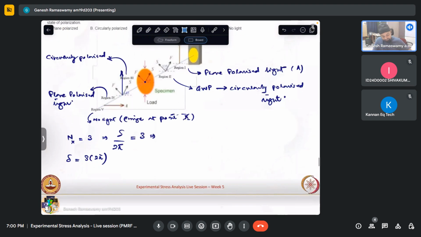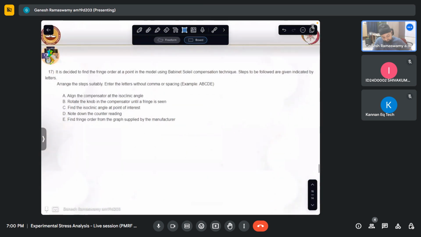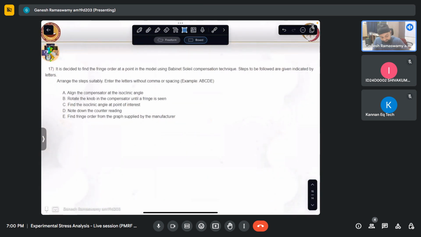Okay, so I take it this is clear. Let us look at this question. It is decided to find the fringe order at a point in the model using the Babinet-Soleil compensation technique. Steps to be followed are given in the letters. Enter the letters without comma or spacing. Arrange the steps suitably.